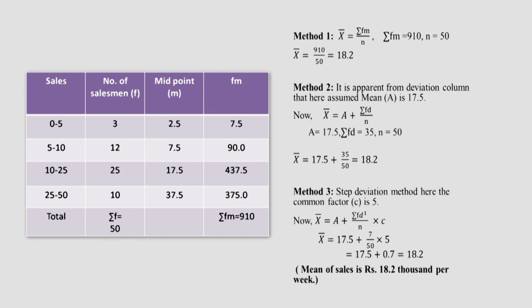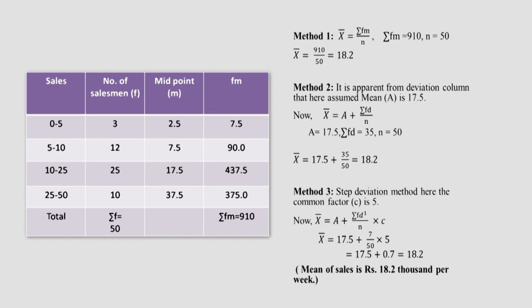How do we get the mid value? Frequency is given in the data set, which is 0 to 5, 3 salesmen, 5 to 10, 12 salesmen, 10 to 25, 25 salesmen, and 25 to 50, 10 salesmen again. So frequency, the number of observations, is given, and the summation of observations in this particular example is 50. So summation f is 50, that means n is 50, because summation f is nothing but n. We are denoting it with the help of n.